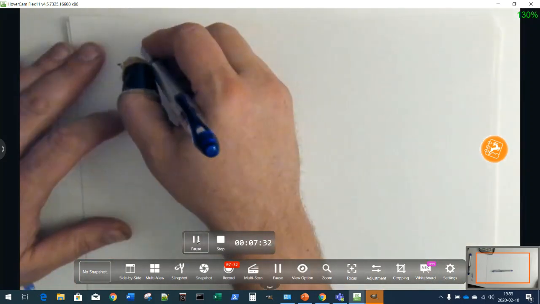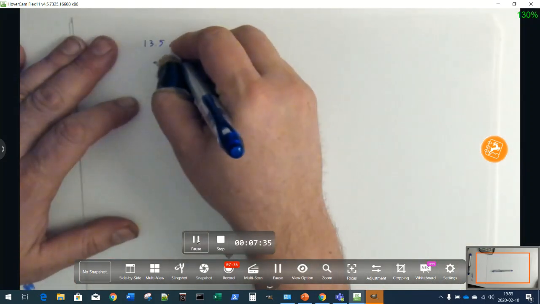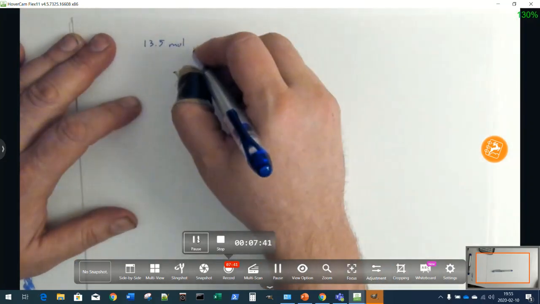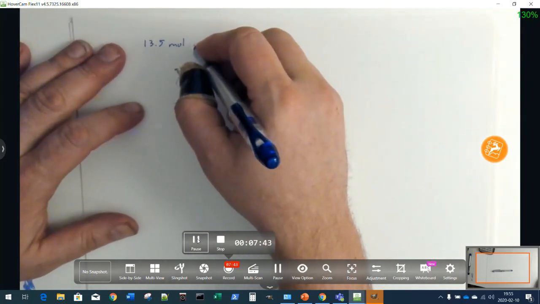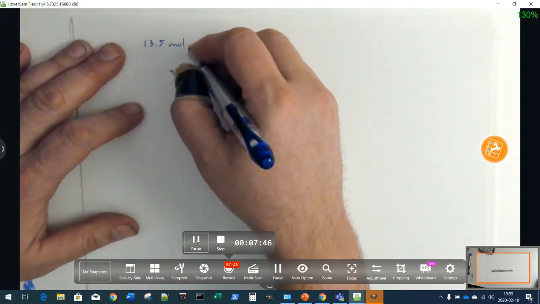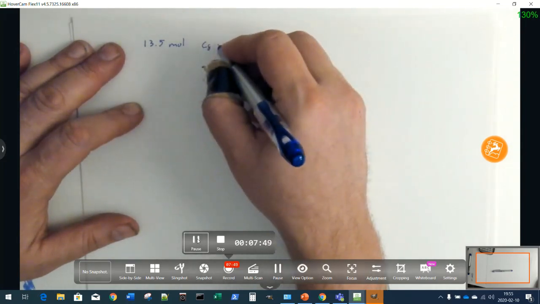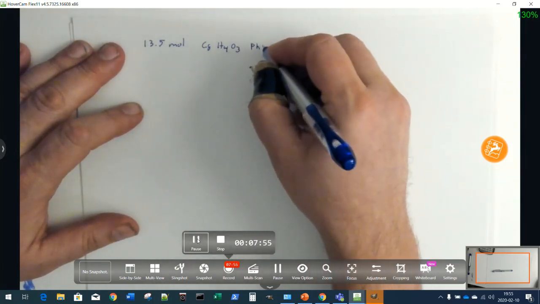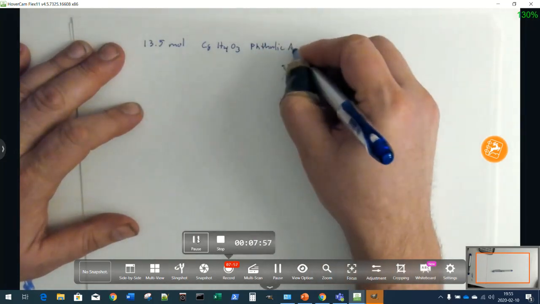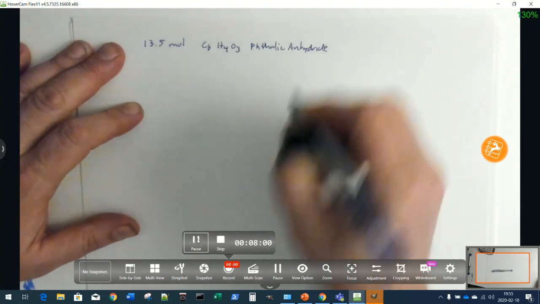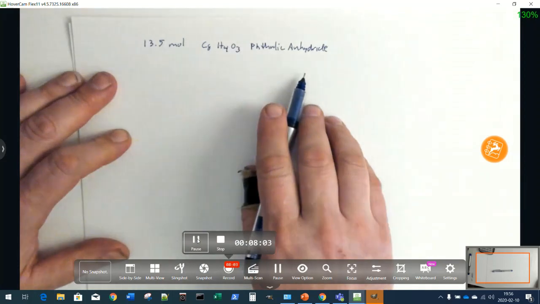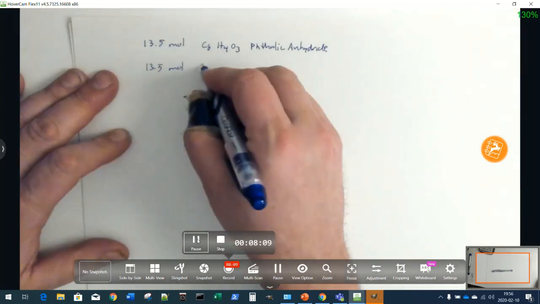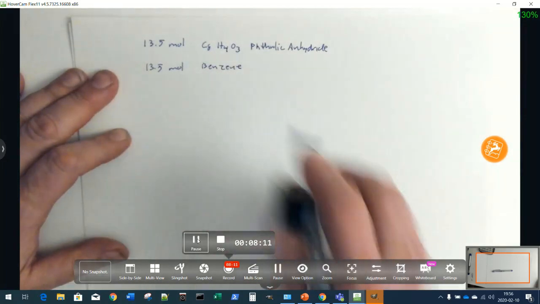Okay, for part B then, we have to use the information from part A. So let's write it up here. We figured out that we had 13.5 moles of C8H4O3, which is phthalic anhydride. All anhydrides are nasty stuff. But so then we have that, and then we reacted it, and we had 13.5 moles of benzene.